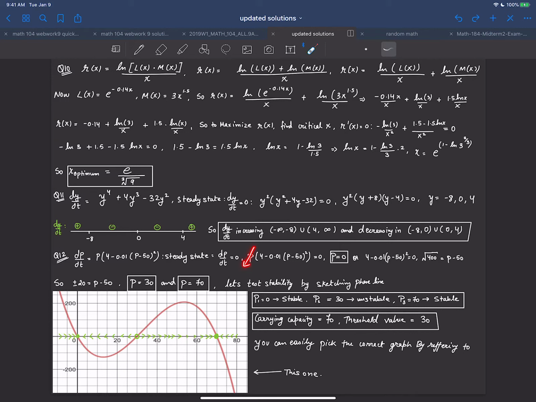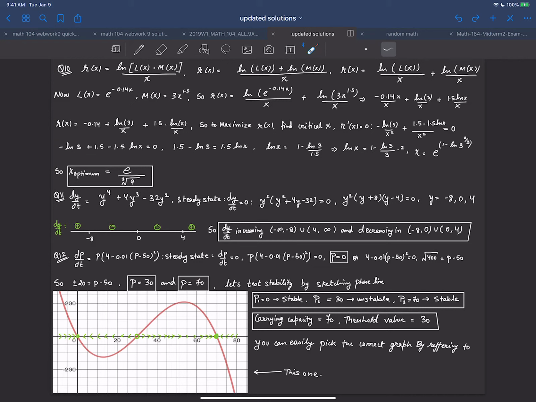So the first factor that you can figure out is p equals 0, or this whole thing equals 0. So when you set this thing equal to 0, the other steady states that you find will be 2 multiple positions. If you follow the algebra here, there's a square here. So when you move the stuff around to the left side and take the square root of 400, it's going to give you a positive 20 and a negative 20. So p minus 50 could be either positive 20 or negative 20. So when you move them, you get the respective steady states to be 30 and 70.